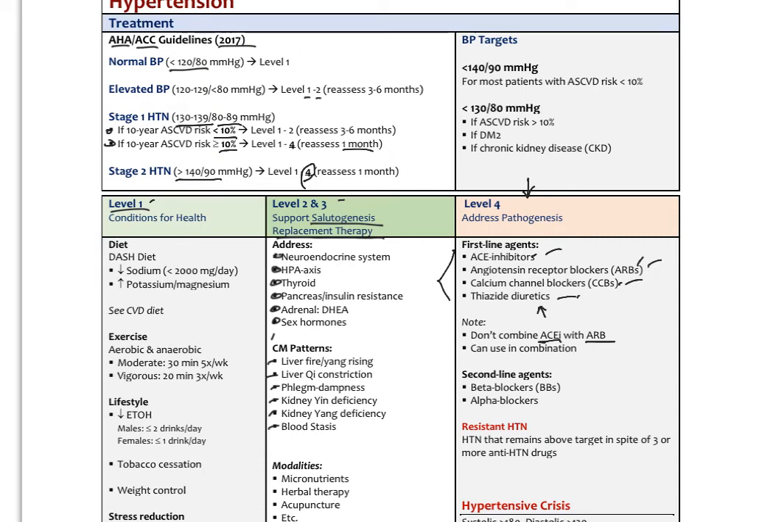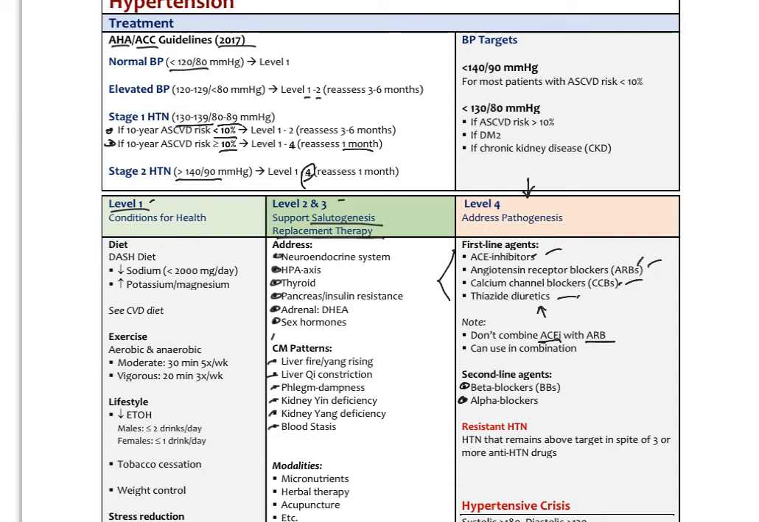Second line agents would be beta blockers. Remember, they block the sympathetic nervous system, and alpha blockers. But these have actually not shown that they reduce cardiovascular risk or morbidity or mortality. So they're not considered primary agents, but they might be helpful for getting pressures down if the other agents are failing.